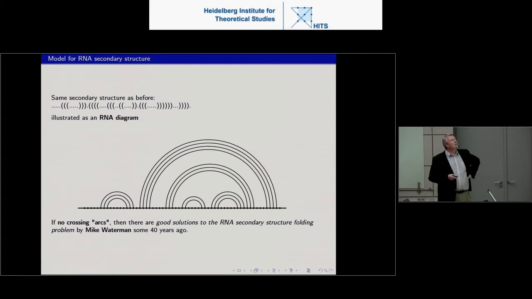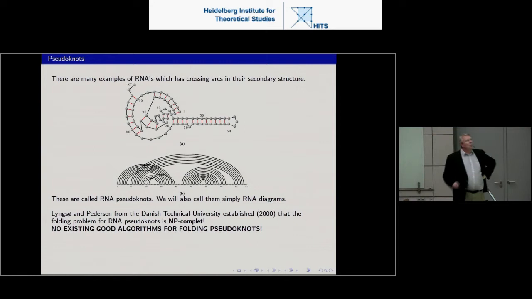But what if we have such guys, namely where they cross? Well, there is some very bad news from my home country, Denmark. These two guys, Lyngsø and Pedersen from the Danish Technical University, proved in 2000 that if you want those as well, the problem is NP-complete. Which currently somehow seems to be the same thing as saying no-go. So you cannot hope to develop an algorithm that deals with such things also, in complete generality. And these are called pseudoknots. The biologists call these pseudoknots. However, then what?